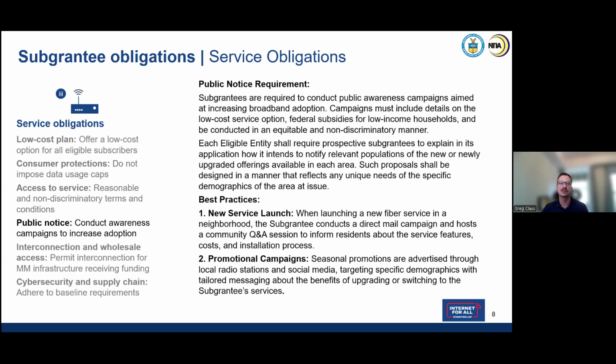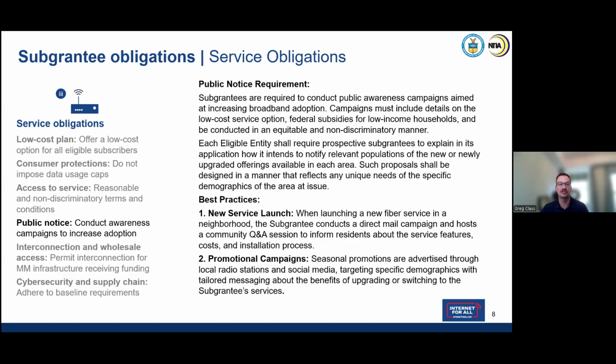Public notice requirement. Subgrantees are required to conduct public awareness campaigns aimed at increasing broadband adoption. That's the whole point of this program, to get internet to all, and it does us no good if it's in the ground or in the air and it's not actually in people's homes. So this is a key component here, public notice campaigns. You do have to include information about the low-cost service option, and if the homeowner or the resident is eligible for that option. Federal subsidies for low-income households.